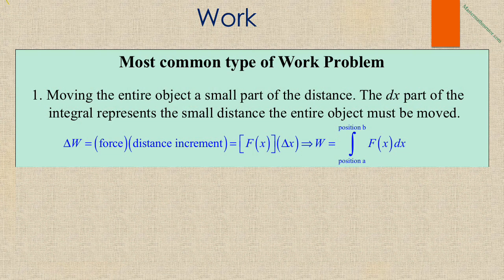We have seen the most common type of work problem is when we move the entire object a small part of the distance. In this case, the dx part of the integral represents the small distance that the entire object must be moved. So our formula for delta W was equal to force times the distance increment, which was f of x delta x. And therefore, our work was equal to the integral from position a to position b of f of x dx.